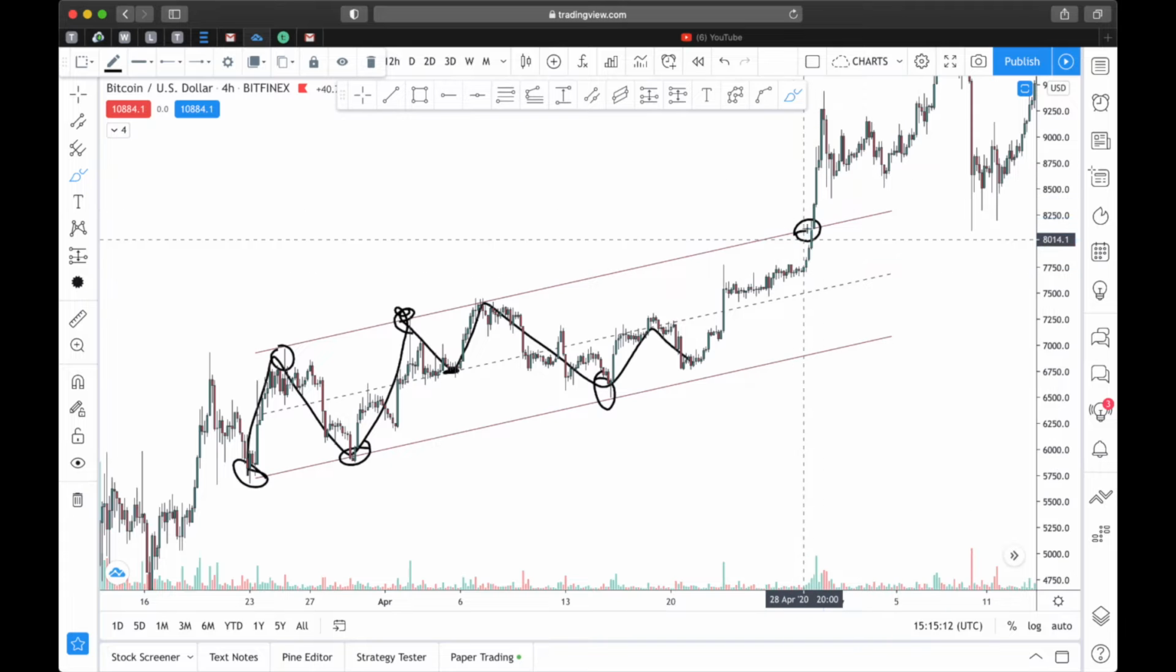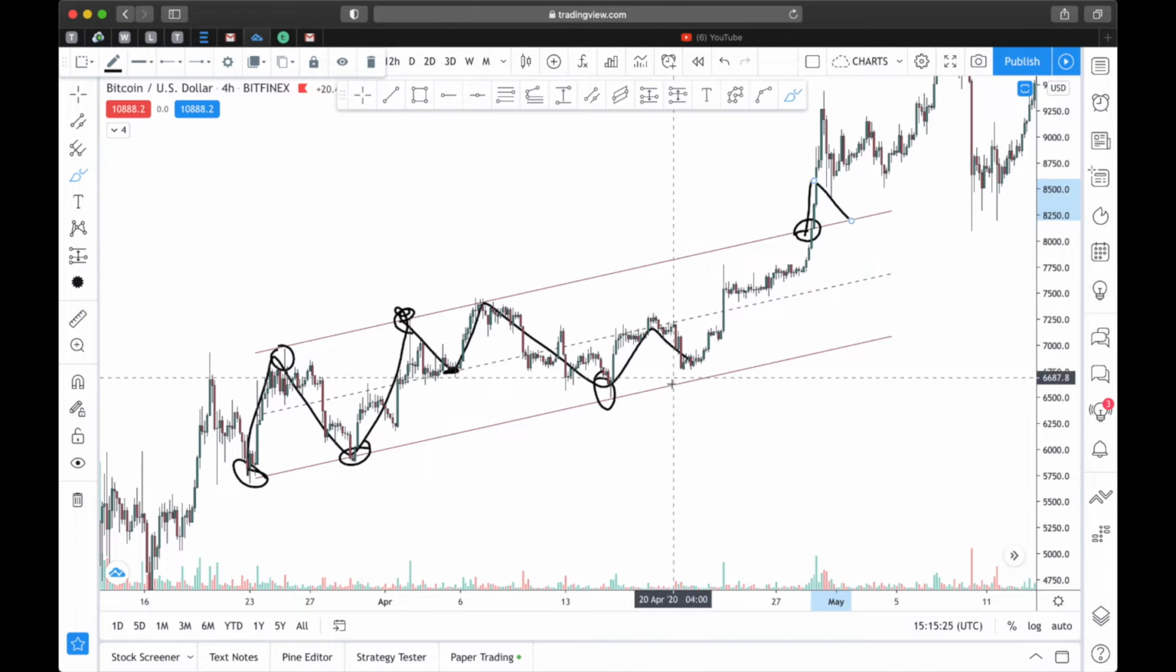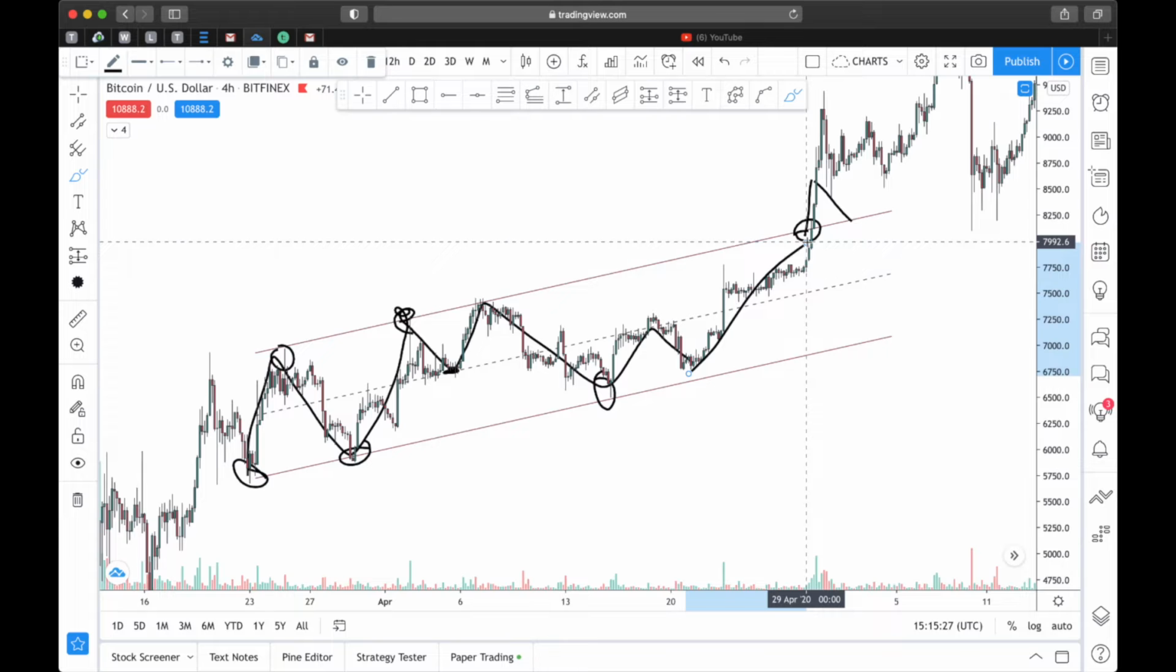So at this point, there was a breakout, and we're going to talk about breakouts later in the course, because for every breakout, 80% of the time there's always a retest of that region that was broken. Do you understand? So this is what a typical channel looks like.